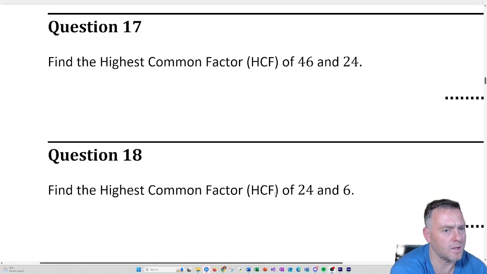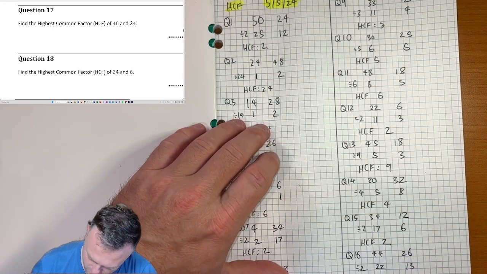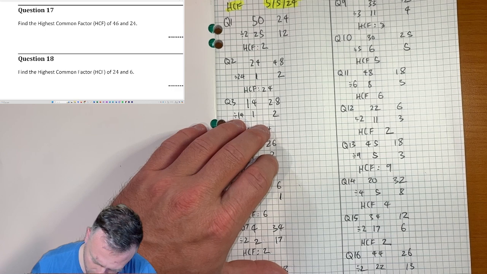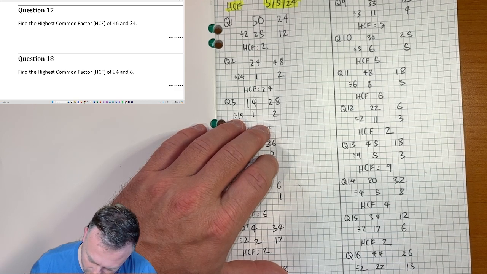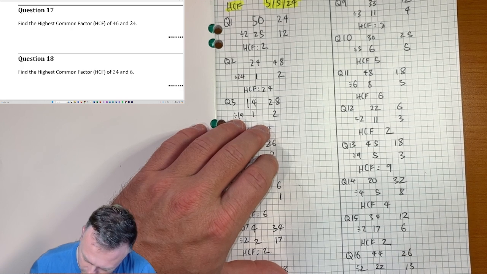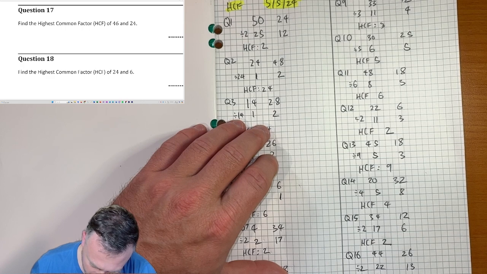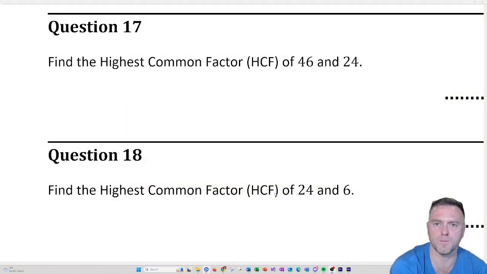17, highest common factor of 46 and 24. Let's just divide by 2 first, see what happens. So we get 23 and then 12. It's close to 24, but it's not going to work. So therefore, highest common factor in this case is just 2.